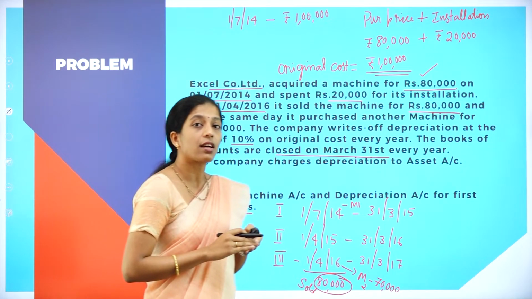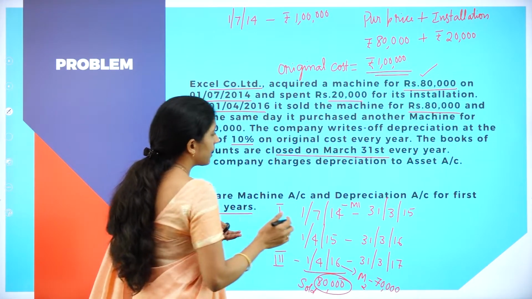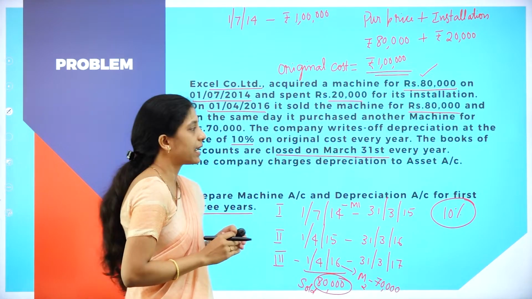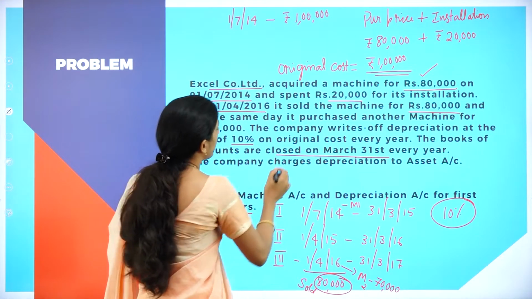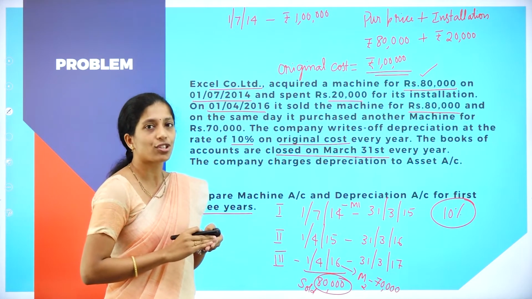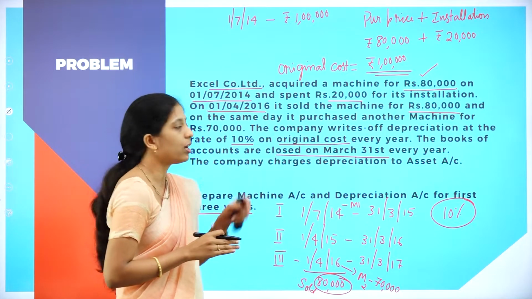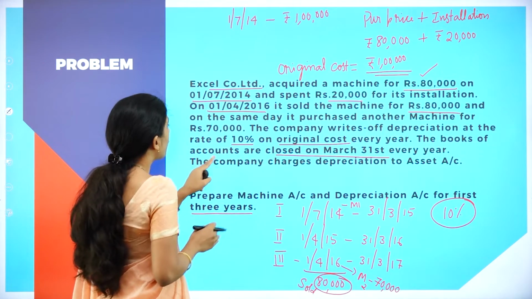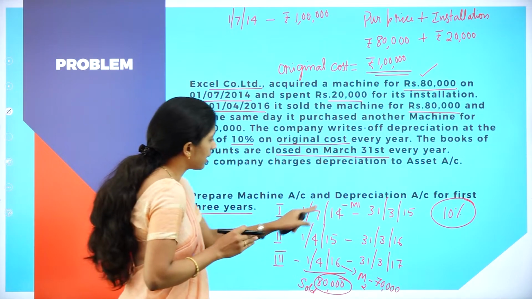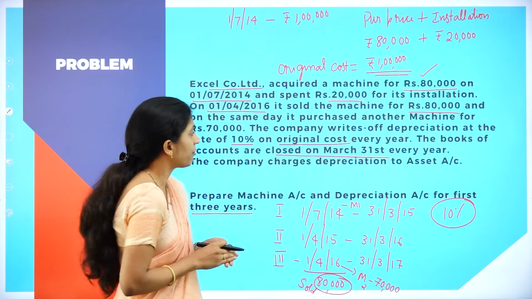Now they are asking us to calculate the depreciation, and what is the percentage they have given? That is 10%. 10% is the depreciation on original cost every year. So you know straight line method is also called the original cost method. So we are going to calculate depreciation at 10% on original cost every year. The books of the accounts are closed on 31st March every year. So we have written the date already and the year ending will be 31st March every year.